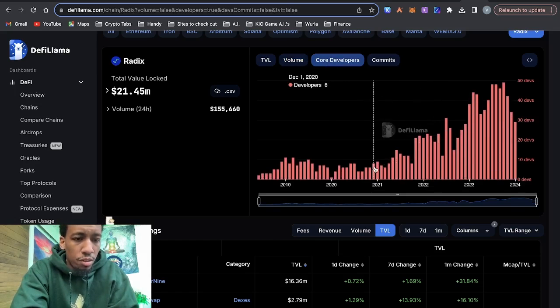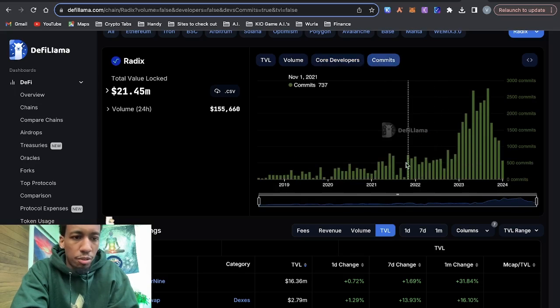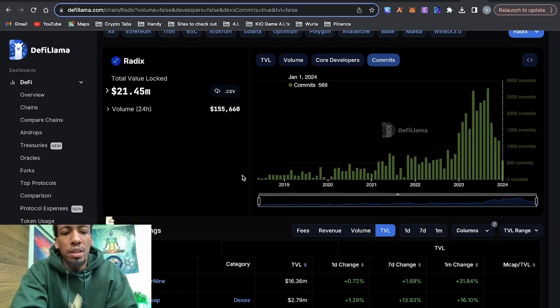Same exact thing with the core developers. You saw this exponential growth, more devs building, the better. And the same with commits, same trend. So people are building on Radix.